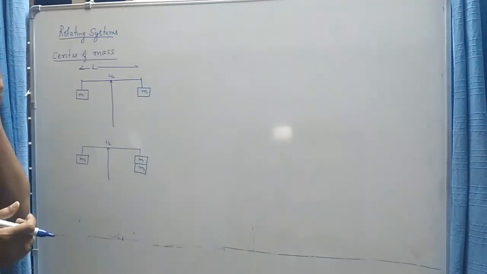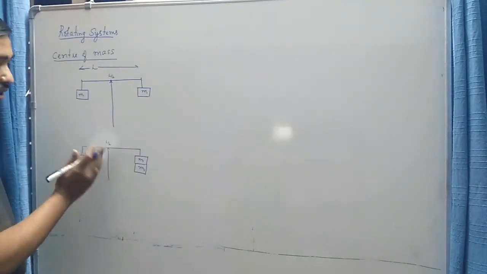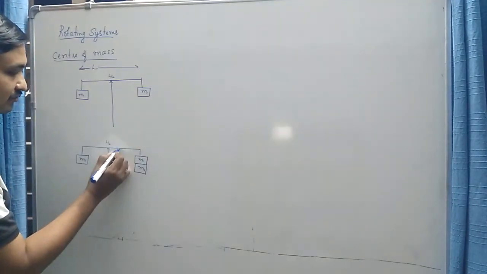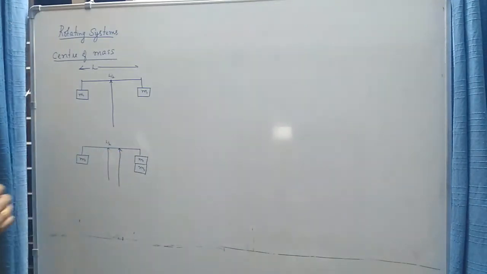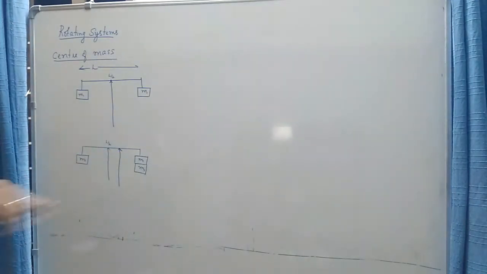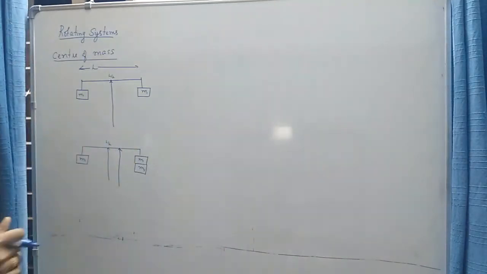Again, to restore the balance, what we have to do is shift this vertical bar to the right side. Somewhere here I have to shift this vertical bar to the right side. So again the balance is restored, and the entire system will again remain horizontal. So there is a shift of this balancing point towards the heavier mass.